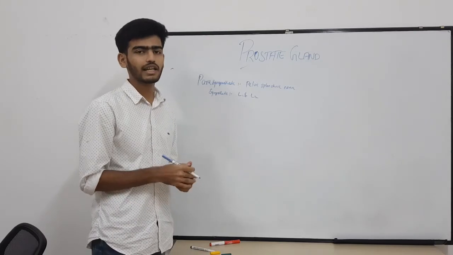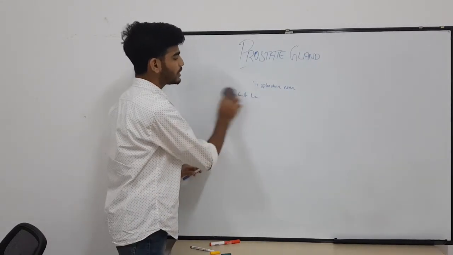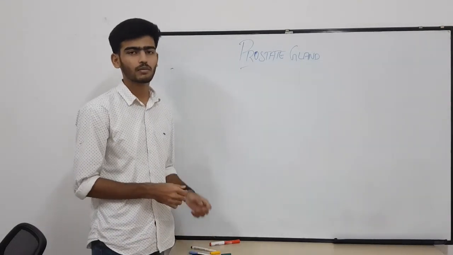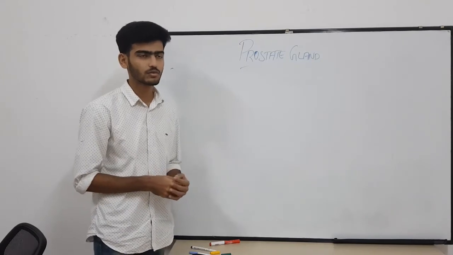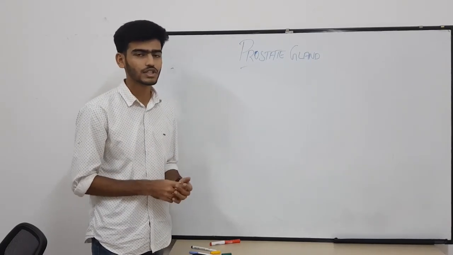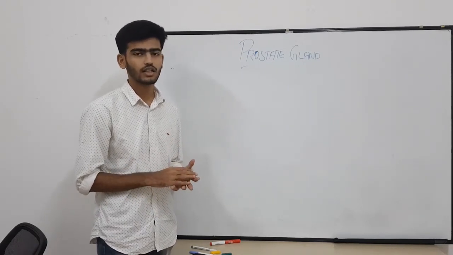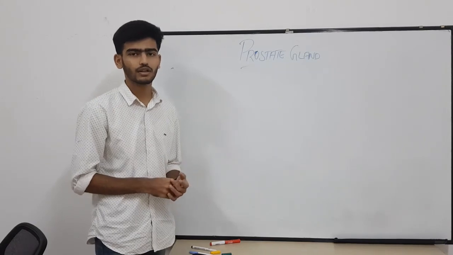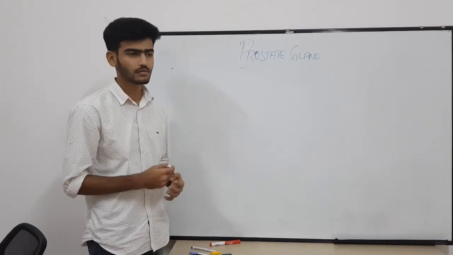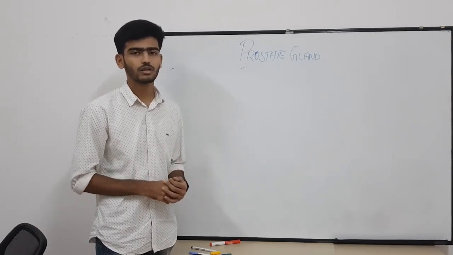Now coming to the clinical aspects. Before we said that the median lobe is very common for benign tumors or benign hyperplasia. So in case of benign tumors, the median lobe will get enlarged and it will cause obstruction of the prostatic urethra. And if the prostatic urethra gets obstructed, the urine will get retained within the urinary bladder, and that will lead to an increase in the frequency of urination. So the median lobe is very common for the benign tumors.